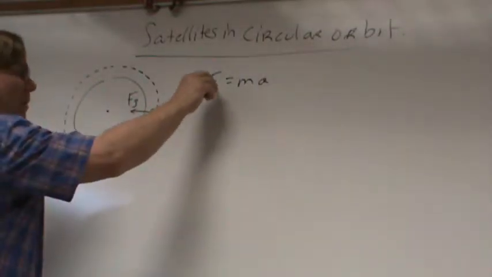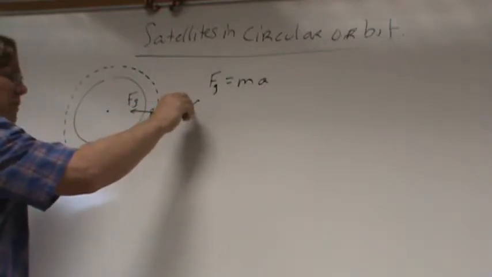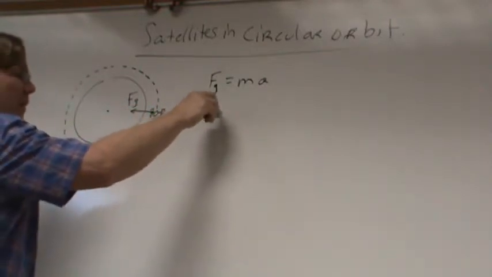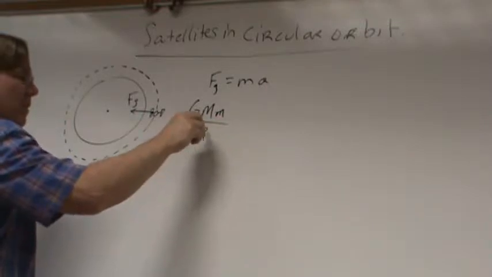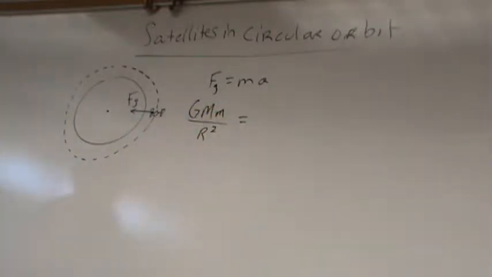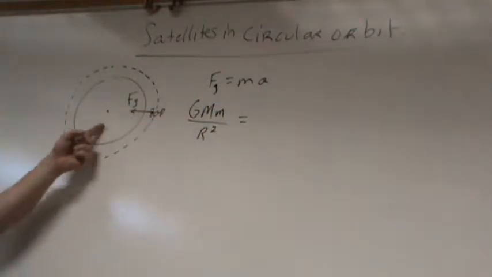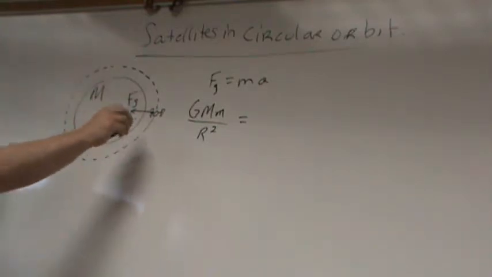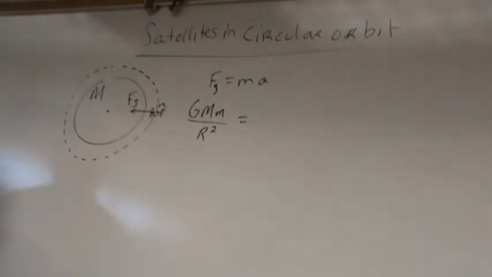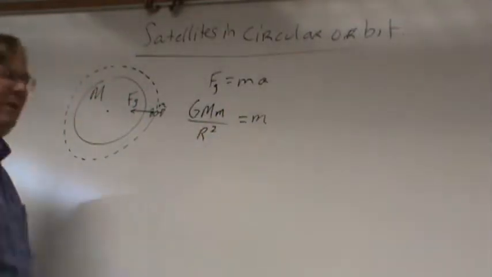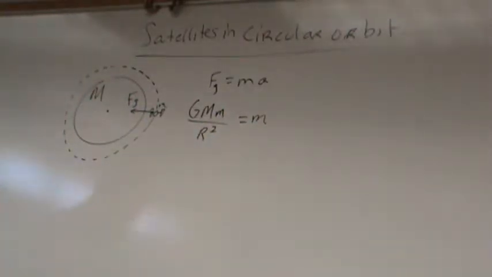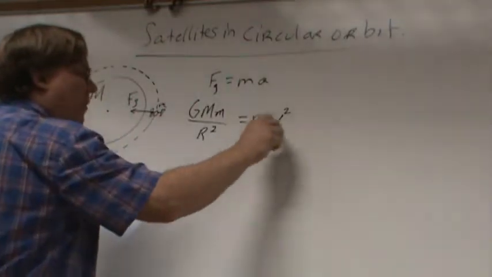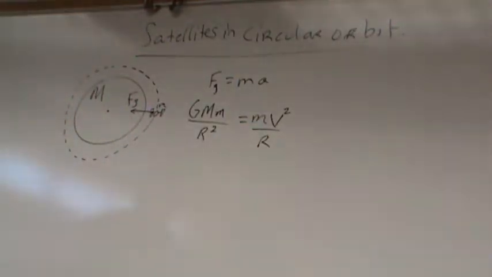And so I end up, for the gravitational force, using Newton's law of universal gravitation, where big M is the mass of the planet, little m will be the mass of the satellite. And on the right side, because I'm moving in a circle, what am I going to put in for a? V squared over R. Beautiful, thank you. V squared over R. Great.